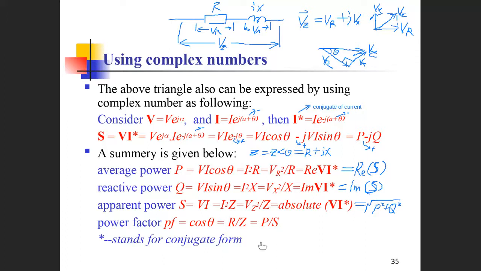Students may find that there are many formulas here, but logically this is not a formula. It's just derived from the original Ohm's law. This is just a change of Ohm's law. If you know Ohm's law, and if you know how to express and calculate the complex number forms, then you can automatically get all of these formulas showing here.